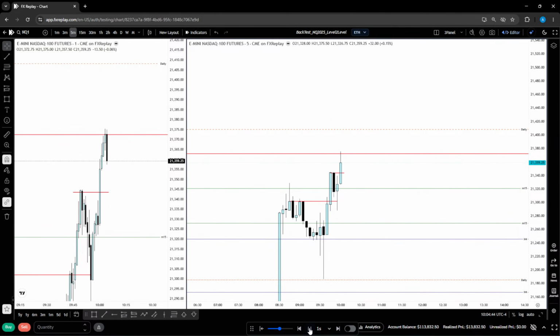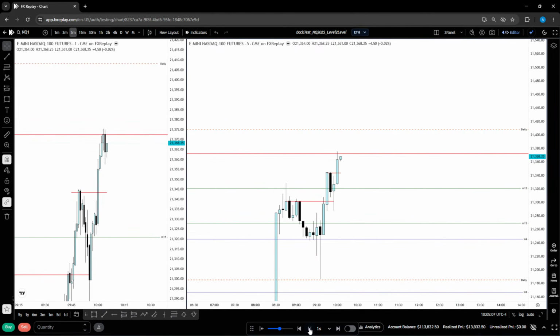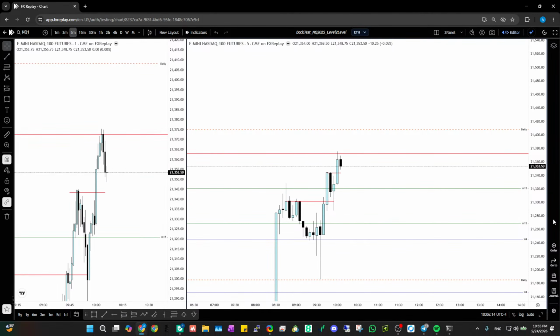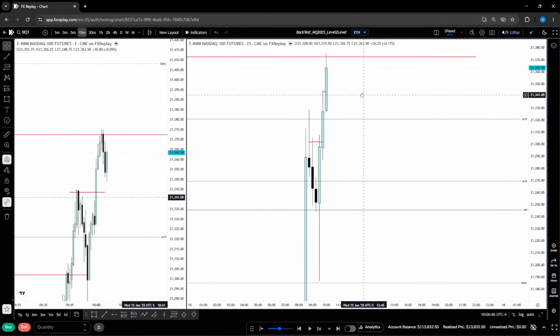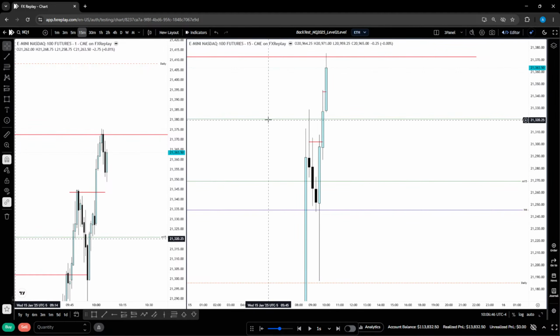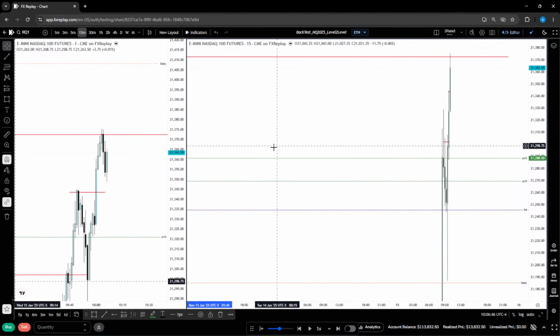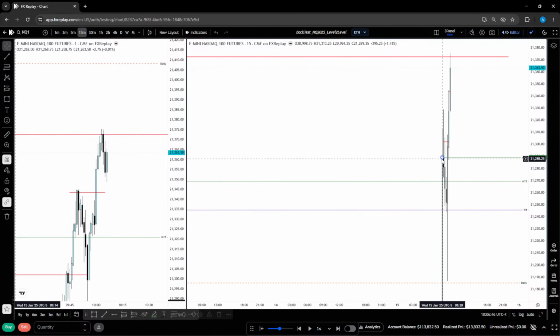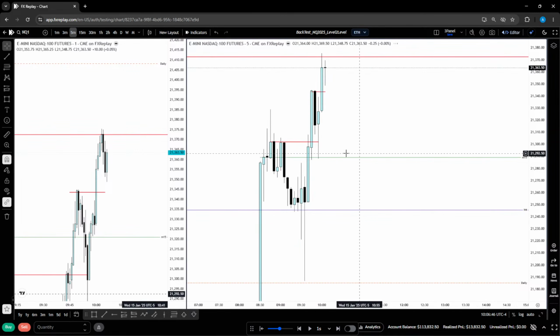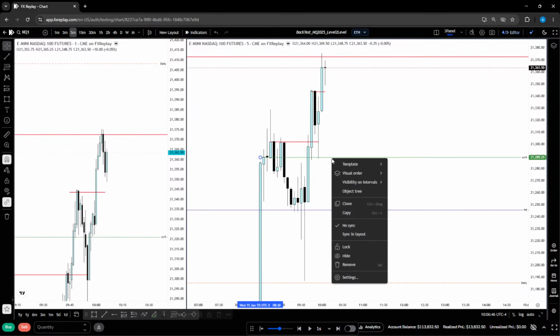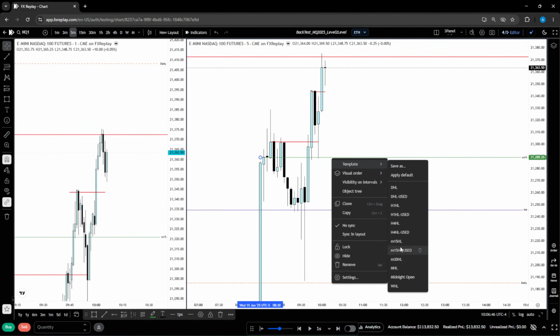Okay, we get some reaction off of that level. We'll see if you're gonna come back and test something or not. That's one 5-minute level. 15 minutes, what did we have in 15 minutes? This is a 15-minute level we have now. The other one. So we have tested this already. So we could come back down and test it one more time. Especially there's an equal low there.